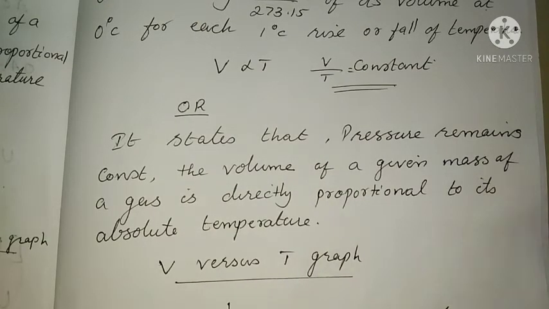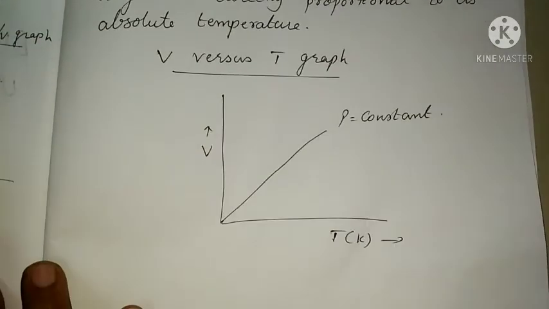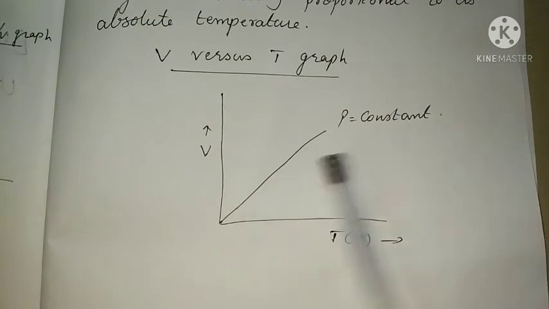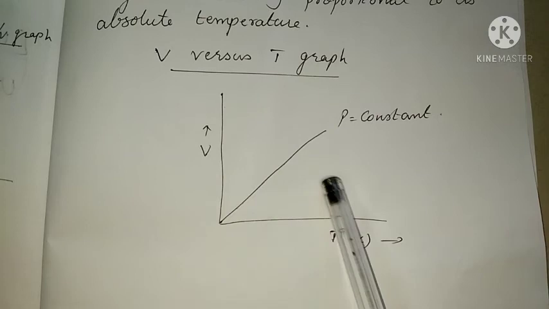So what is the nature of the graph between V and T? That is a straight line where P remains constant. Okay, the V versus T graph is a straight line graph.